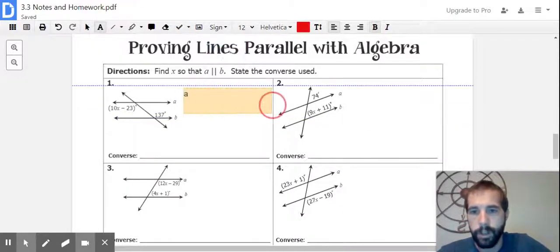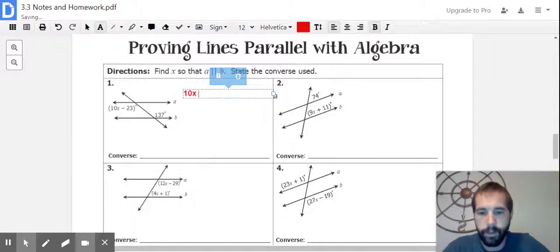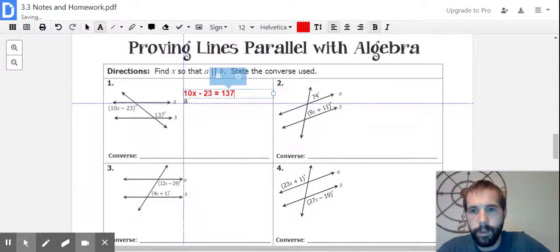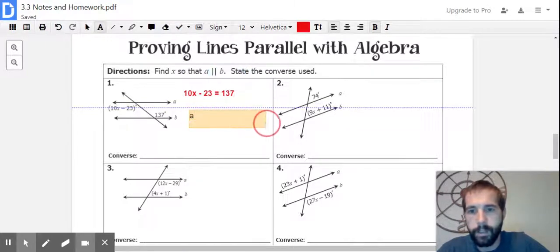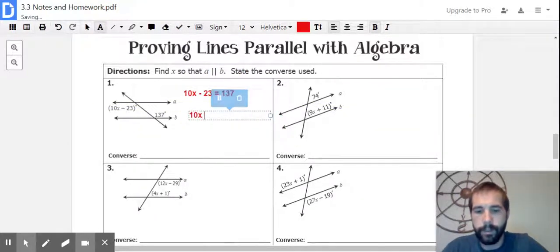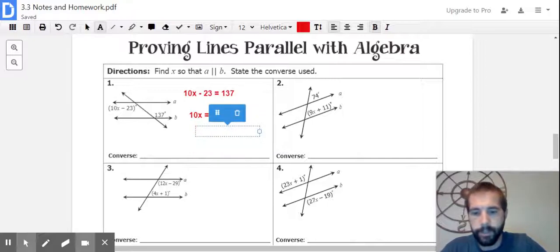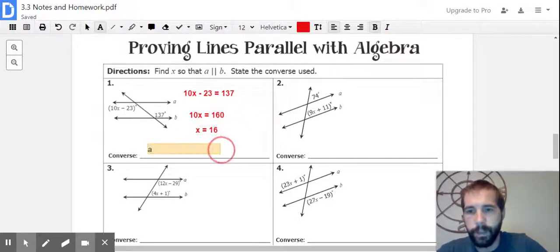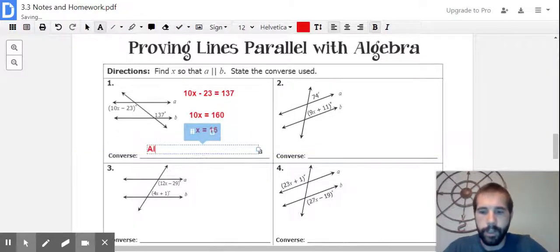So we set up our equation, 10x minus 23 equals 137. And we add 23 to both sides, and we get 10x equals 160. Then we divide both sides by 10, and we get x is 16. So if x is 16, then those lines are parallel by the alternate interior angles converse.